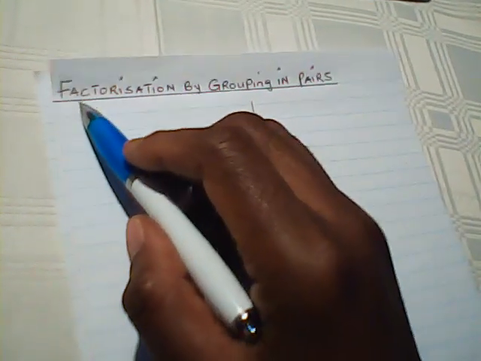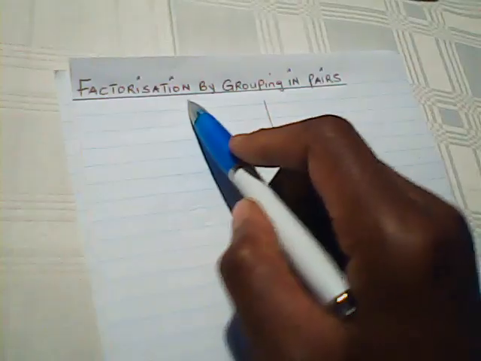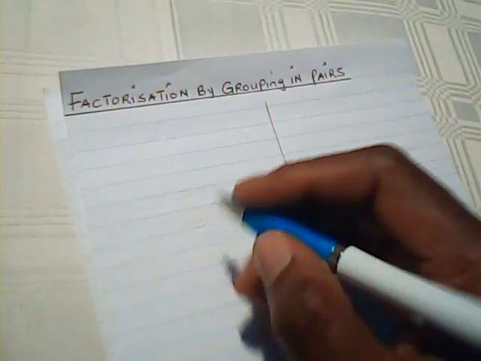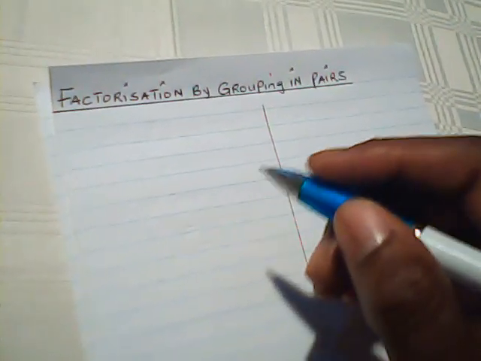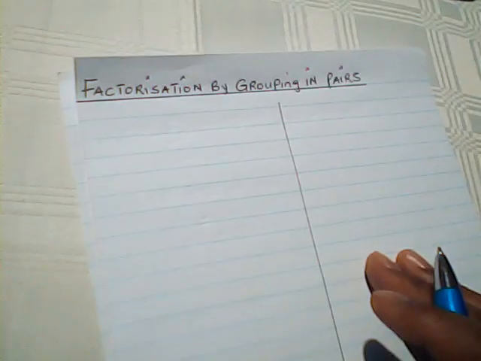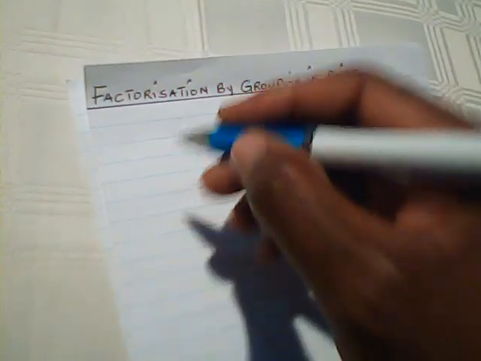Today it's a different ball game. Today's topic is factorization by grouping in pairs. In this case, we are given an algebraic expression that consists of 4 terms, for instance, and then you need to group them. So without wasting time, let's go straight to the first example.